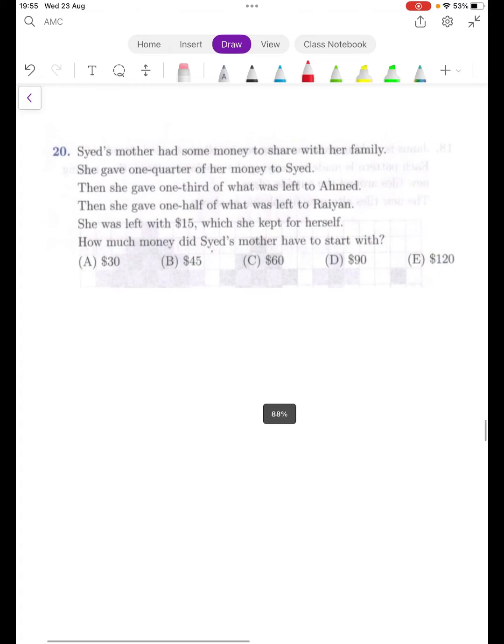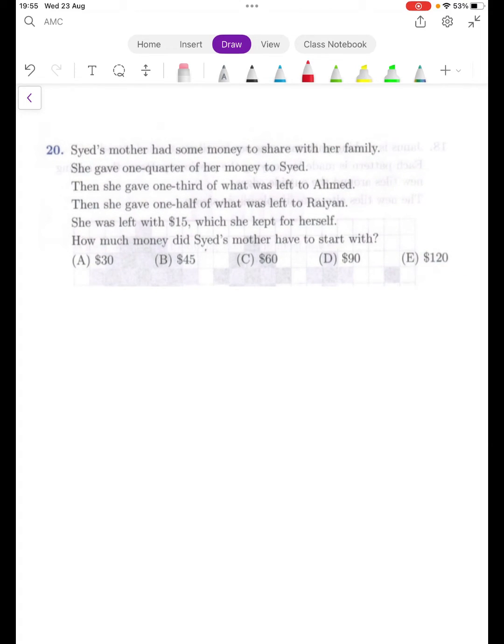Let's go on to the last question of this section. Said's mother has some money to share with her family.